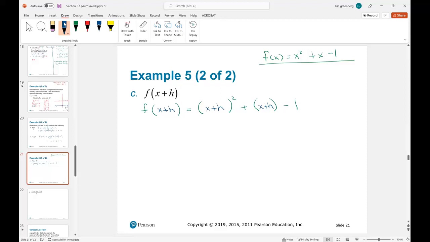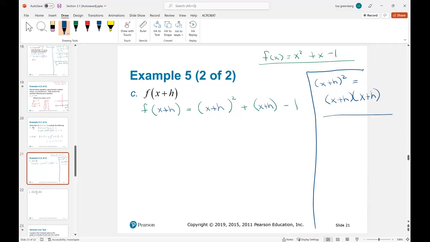Now let's simplify. So x plus h squared, and let me put it over here to the side. The exponent works on whatever it's next to, and here it's next to the parentheses. So x plus h squared is the same as x plus h times x plus h. And there's a simple formula for this. Again, I don't want you to memorize things, so you can always FOIL this. But if you like memorizing, then I'll give you a formula.